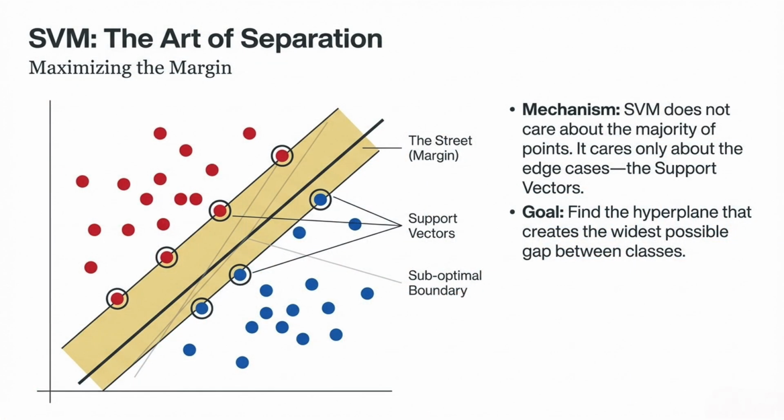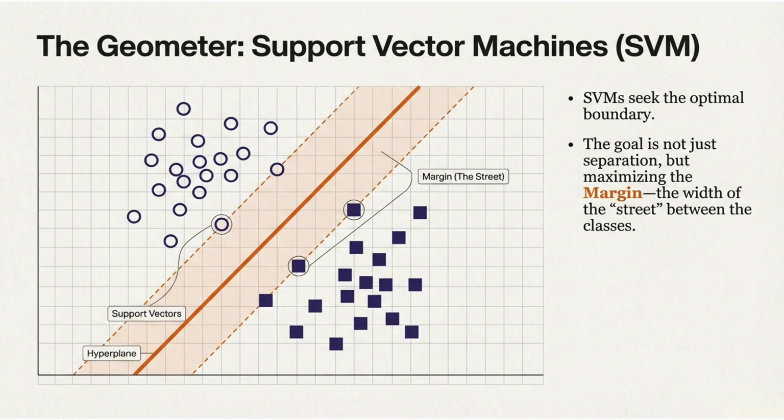Support vector machines focus on separating classes by maximizing the margin between them. Instead of considering all points equally, SVM pays special attention to the critical boundary points called support vectors. The goal is to find the hyperplane that creates the widest possible separation between classes. A wider margin generally improves generalization and robustness to new data. In essence, SVM is about finding the cleanest and most confident boundary between groups.